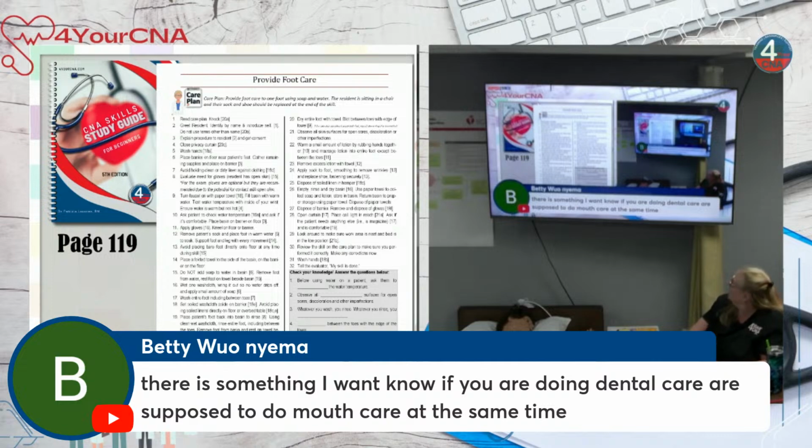Betty, there is something I want to know. If you're doing dental care, are you supposed to do mouth care at the same time? I think you're talking about dentures, Betty. Yes, denture. We're going to get to dentures next week. But when we clean dentures, we clean the mouth those dentures came out of as well.